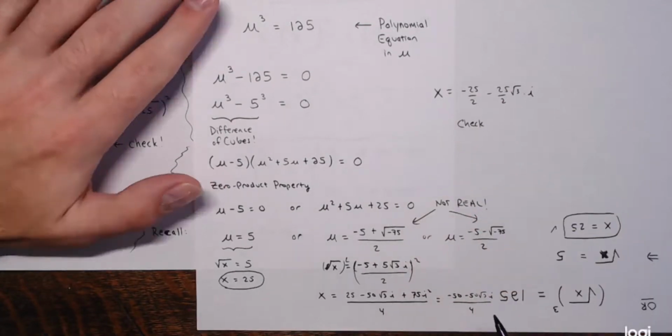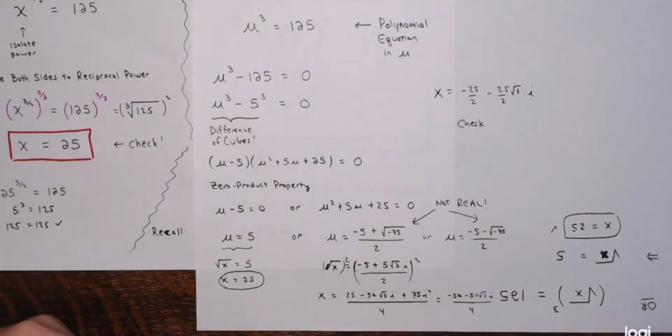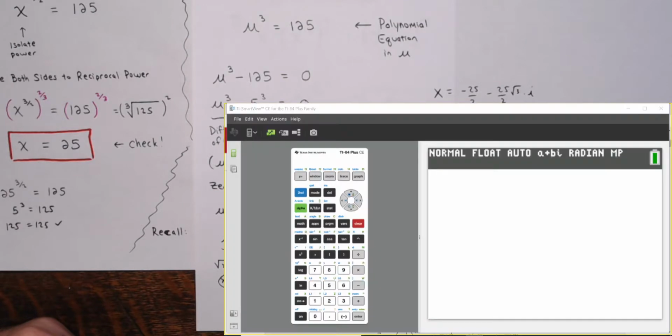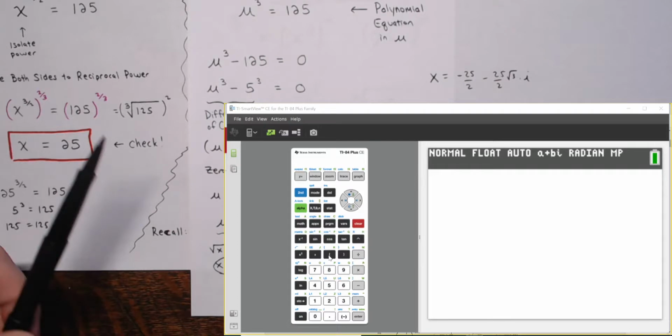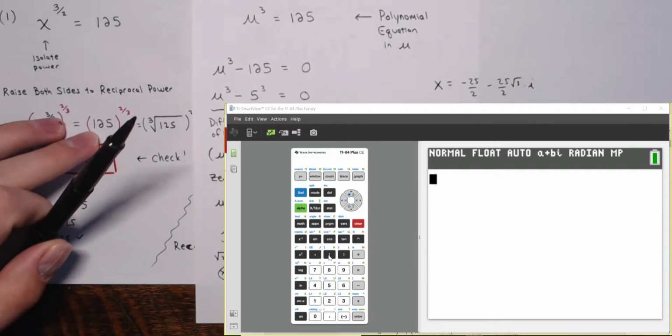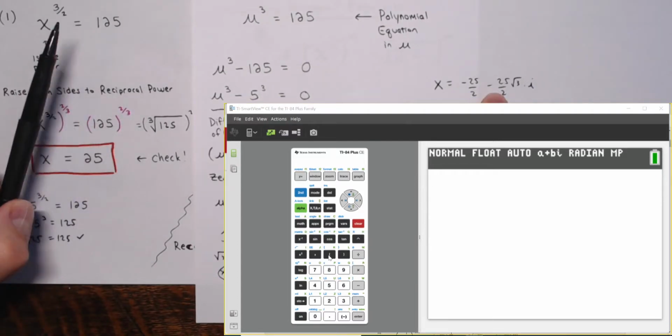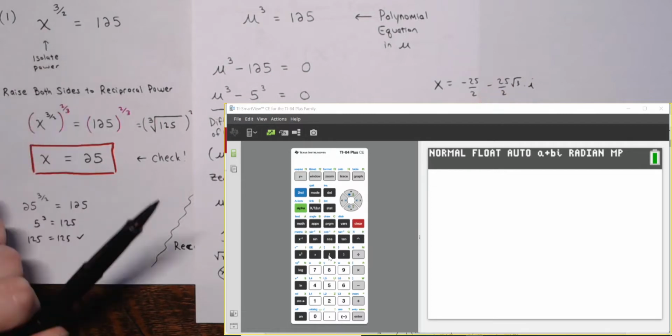I'm going to check this by using a calculator. Right. So I'll pull up a calculator here. Now I have a TI-84 Plus, and I'm in this complex mode. Right, a plus bi mode here, not real mode. Let's see what happens when I go back to the original equation and plug in this complex number, right? x to the 3 halves equals 125.